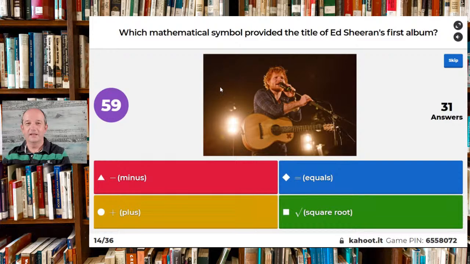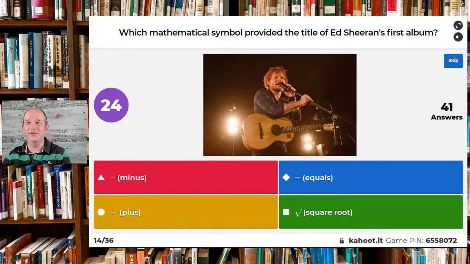I did try to get a nice picture of Ed Sheeran. That was the best picture I could find of Ed Sheeran. What can you say? Minus, equals, plus, or square root? Which symbol is the first album for Ed Sheeran? Stephen, I'm saying nothing to that. Either of you. You two are obviously in league together.